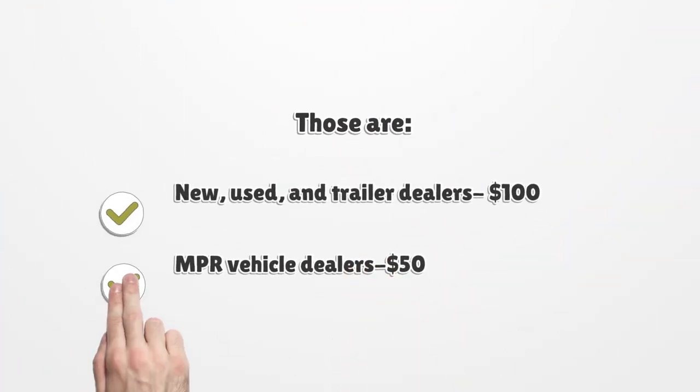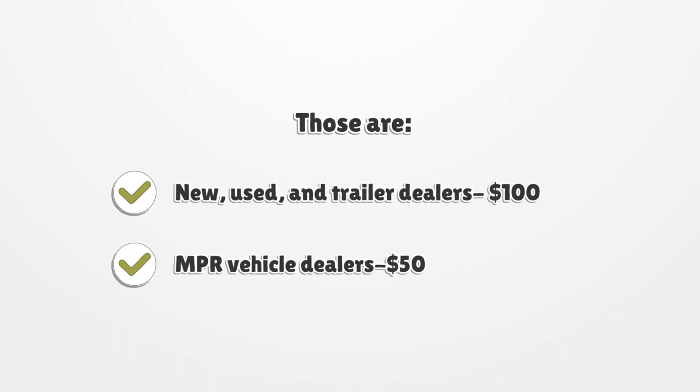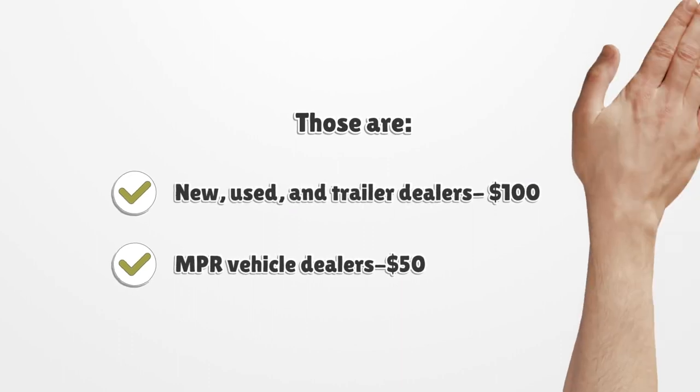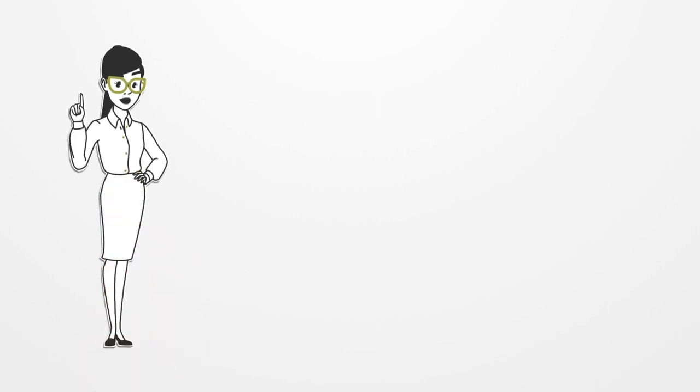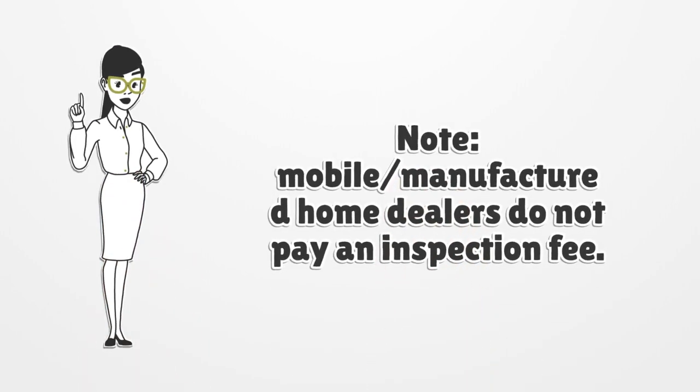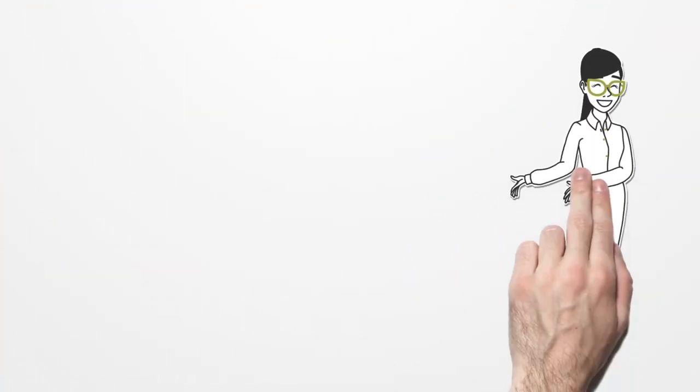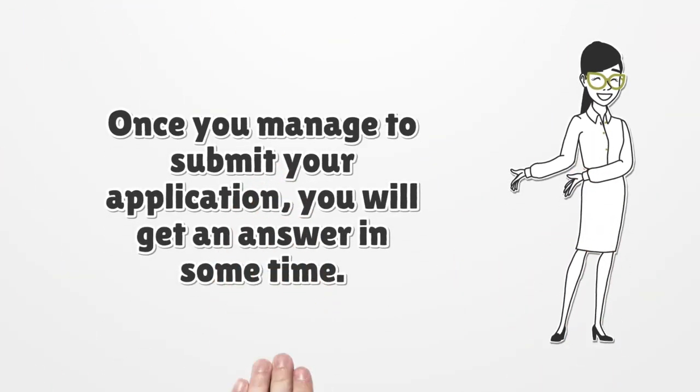Those are new, used, and trailer dealers $100, MPR vehicle dealers $50. Mobile manufactured home dealers do not pay an inspection fee. Once you manage to submit your application, you will get an answer in some time.